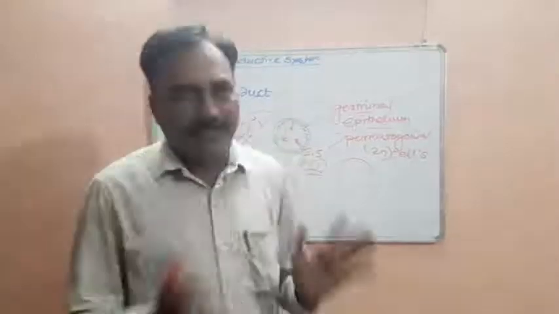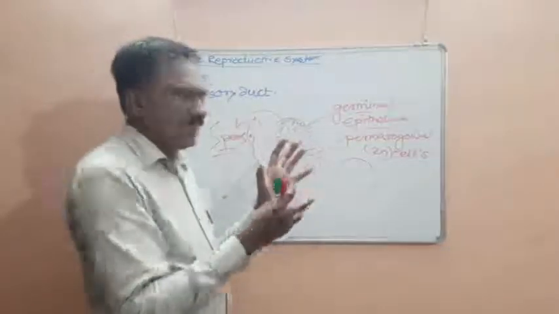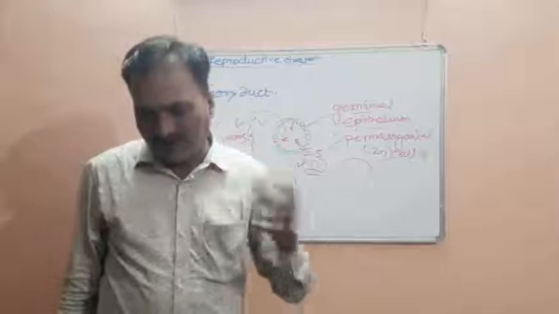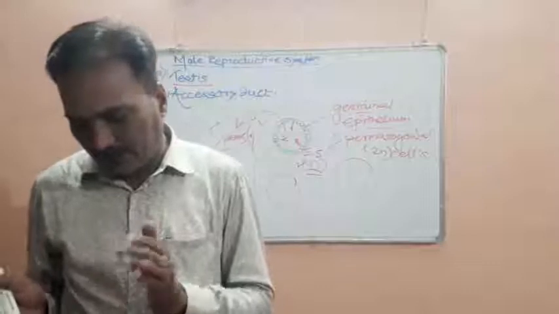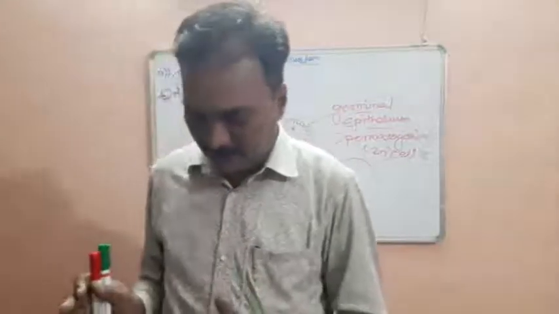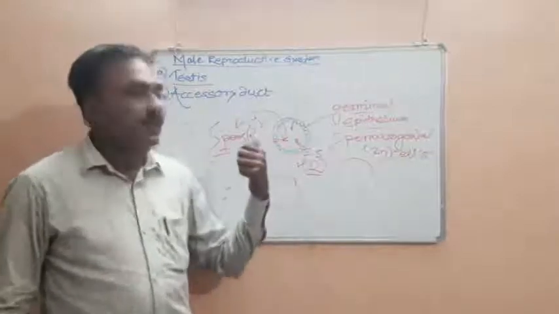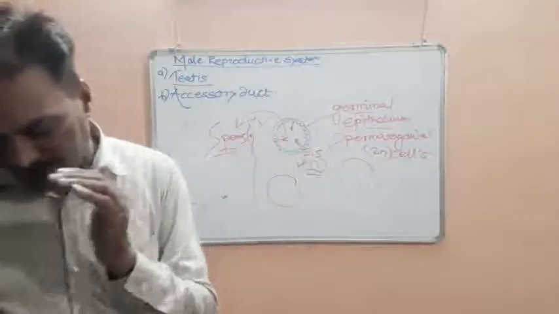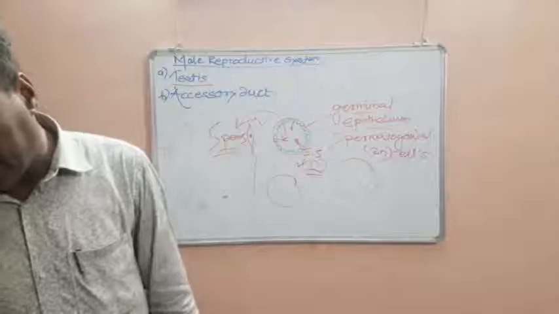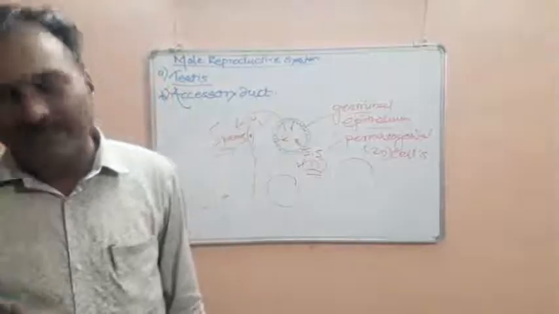So here are different seminiferous tubules, many thousands of seminiferous tubules, and these different seminiferous tubules come together to form the network or joints called the rete testis. There are about 12 to 20 tubules arising from the rete testis, the vasa efferentia, and they carry the sperms from the testis and open into the epididymis.